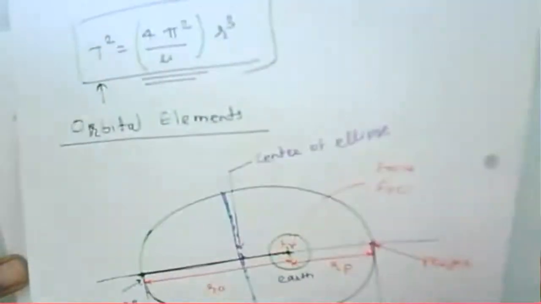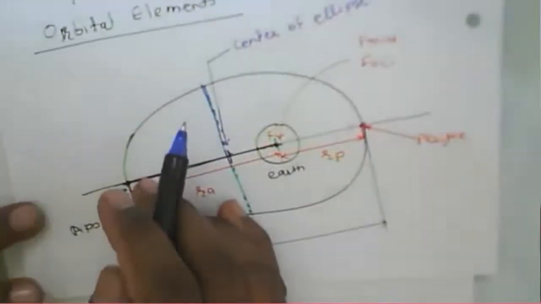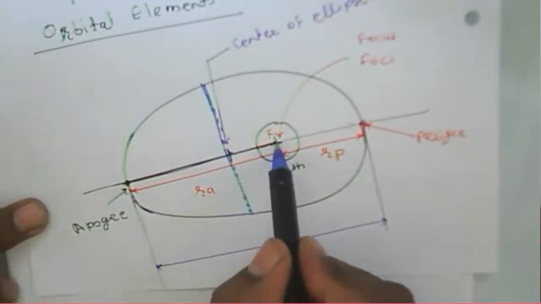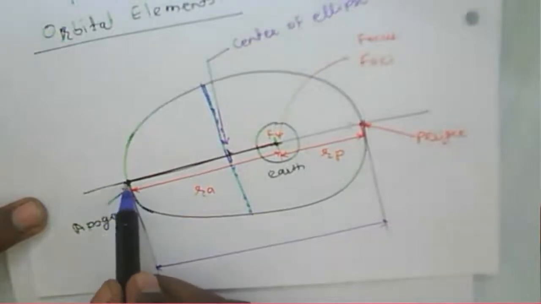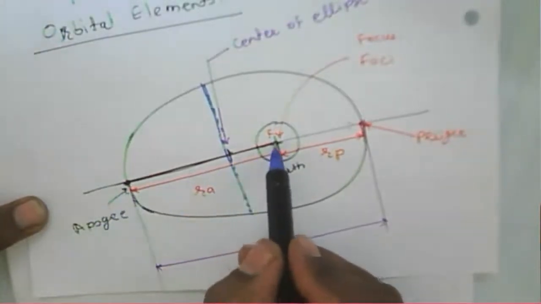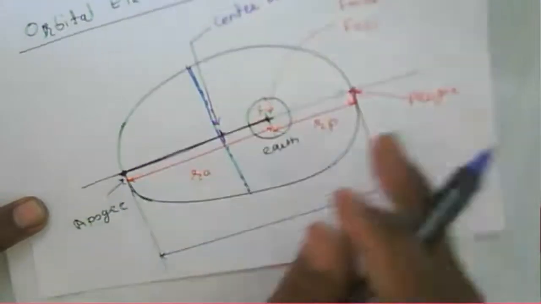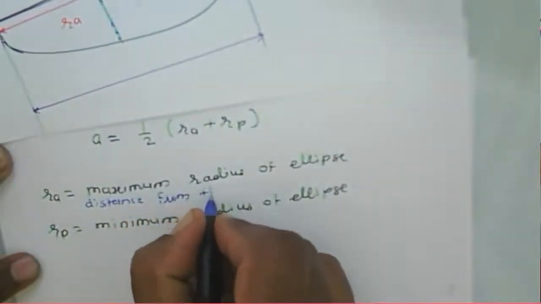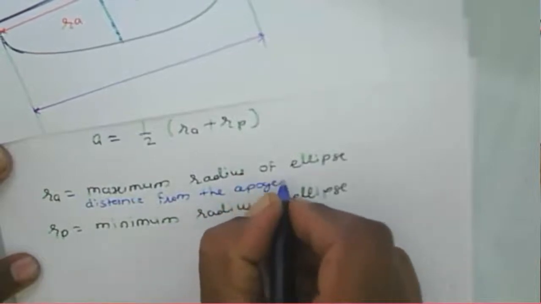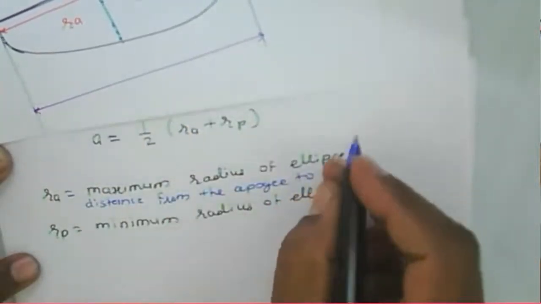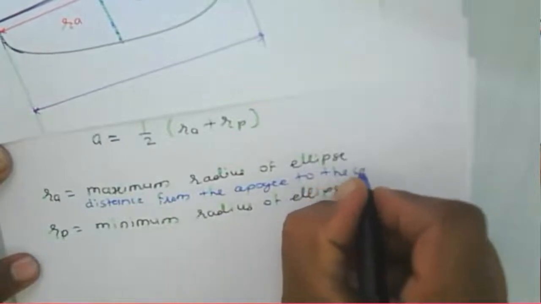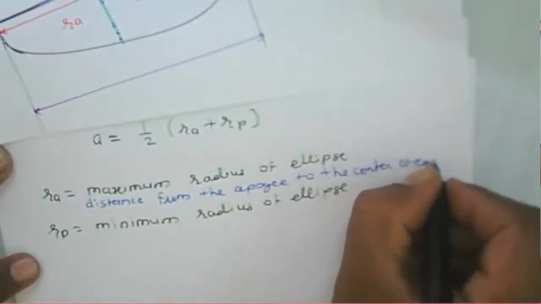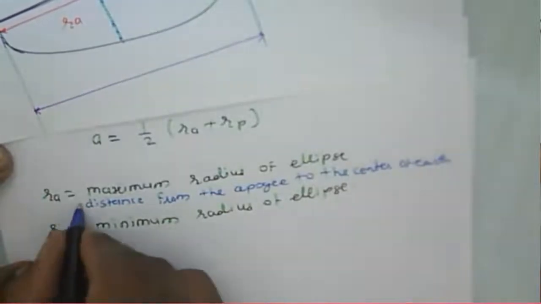Ra is the distance from the center of the focus point, or the earth, to the apogee point. Ra is the distance from the center of the earth to the apogee point. So this one is the distance from the apogee to the center of the earth.